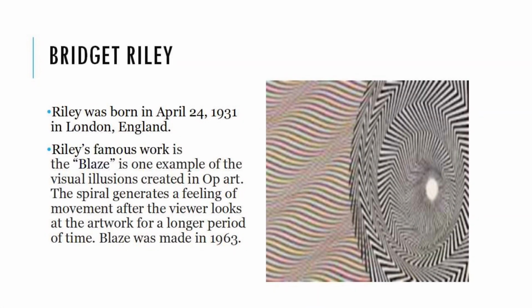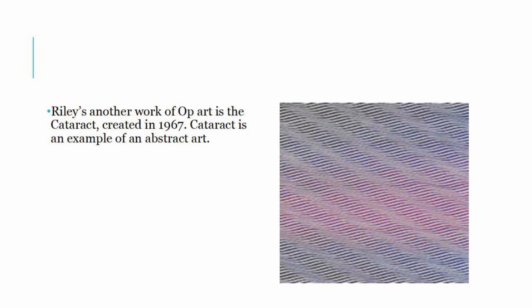The first artist is Bridget Riley. Riley was born on April 24, 1931 in London. Riley's famous work, Blaze, is one example of visual illusion created in op art. The spiral generates a feeling of movement after the viewer looks at the artwork for a longer period of time. Blaze was made in 1963. Riley's paintings, Blaze and Cataract, are examples of op art, which creates visual illusions and abstract art.